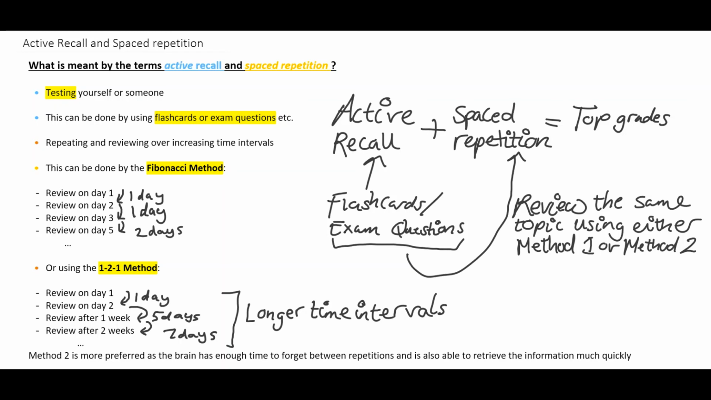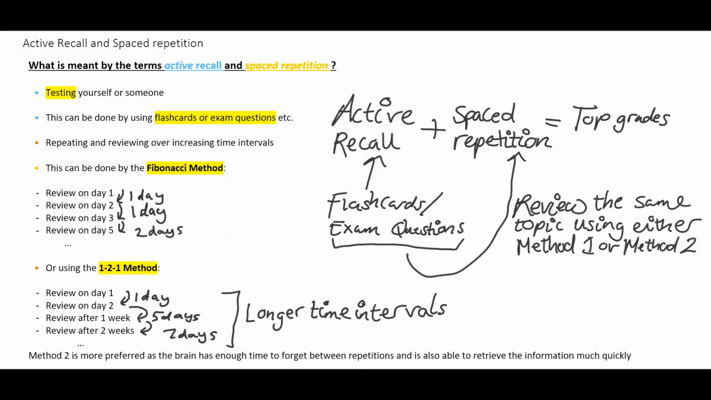So let's summarize. What is active recall? Really just testing yourself. How can you test yourself? Flashcards, exam questions. What is spaced repetition? Reviewing the same topic over increasing time intervals. How can you use this? Well, you can use the Fibonacci method, which is literally revising on day 1, then day 2, then day 3, day 5, and so on. And it's good because you get more repetitions.